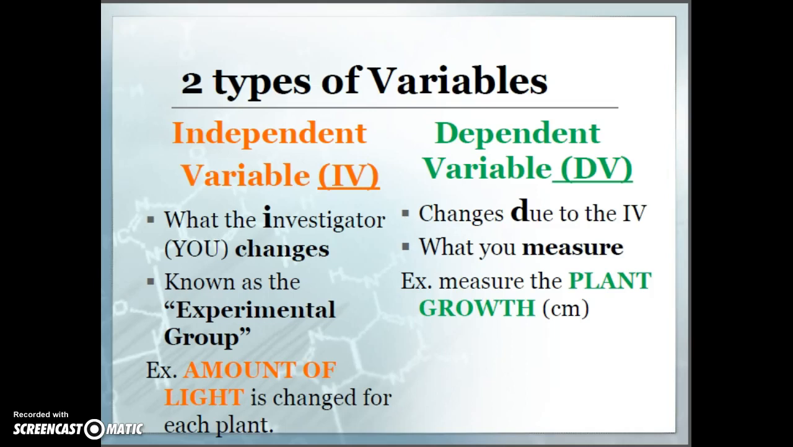And then the dependent variable changes in effect to that independent. It's what we actually measure. So in this case, we were measuring plant growth. So plant growth would be our dependent variable.